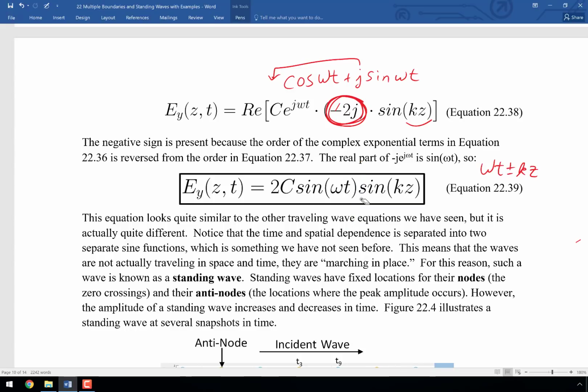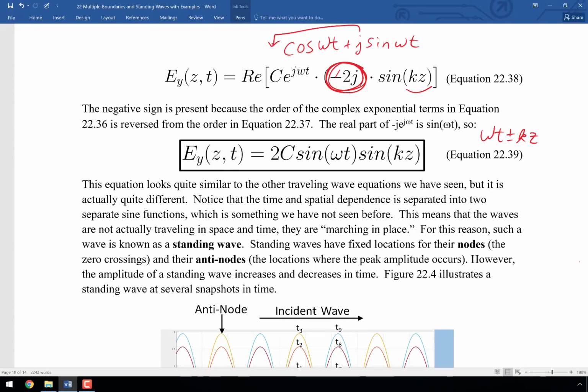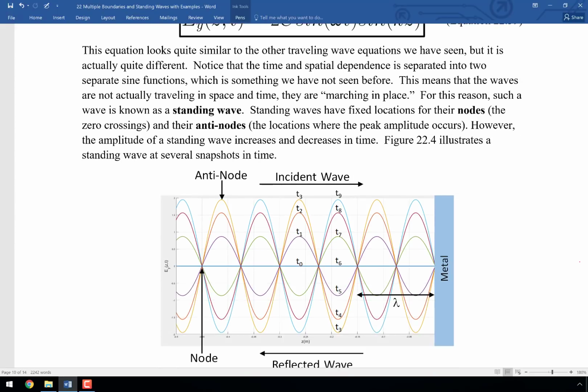But this wave in 22.39 doesn't travel. It actually marches in place. If you're in marching band, this is like where you're marching in place. And that's why it's known as a standing wave, because the standing wave doesn't move. It just stays in one place, and it grows and shrinks, and it grows and shrinks, but it never moves.